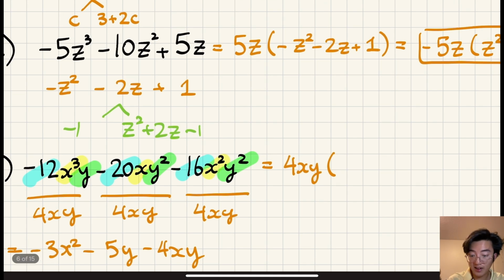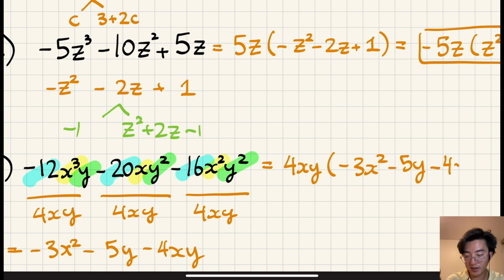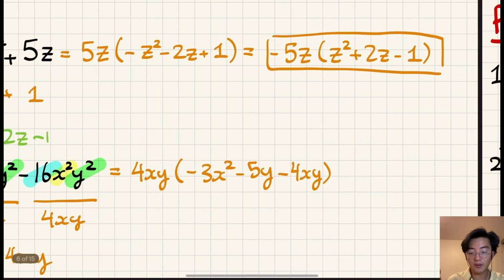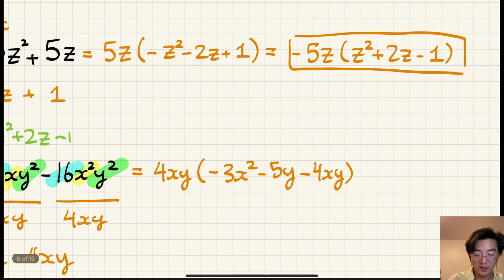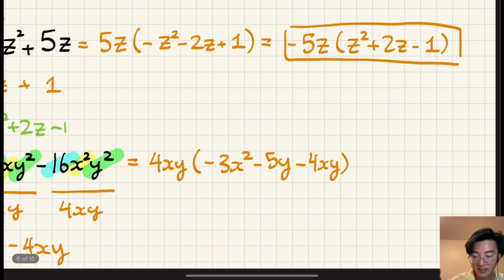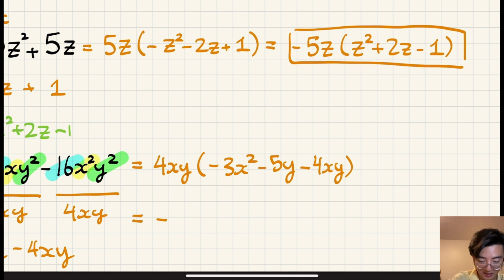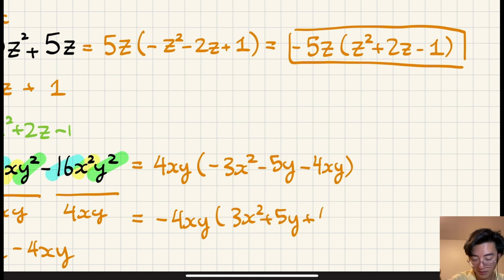Which means that when we factor 4xy out, we get 4xy times negative 3x squared minus 5y minus 4xy. Okay, once again, we see something cursed here. This is a negative. We don't like it as our first term of the polynomial. So we take the negative sign out and consequently flip all the signs. So it becomes negative 4xy times x squared plus 5y plus 4xy.